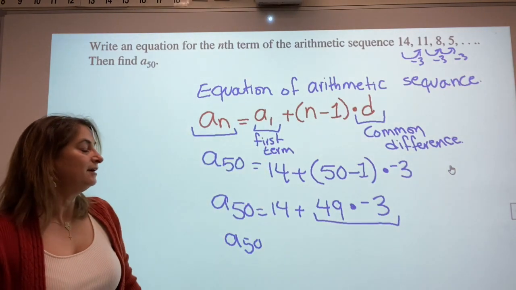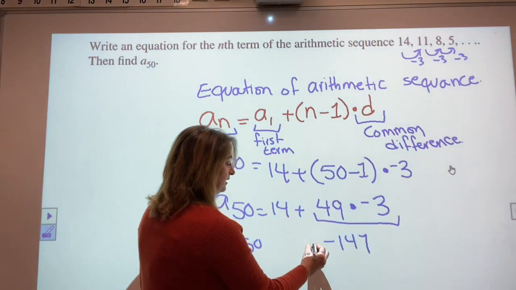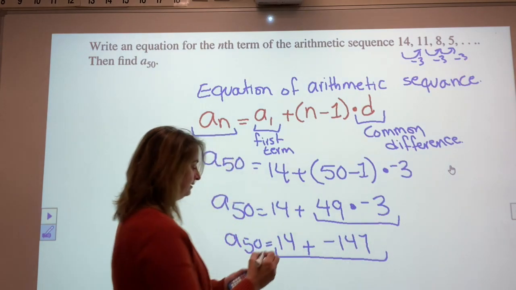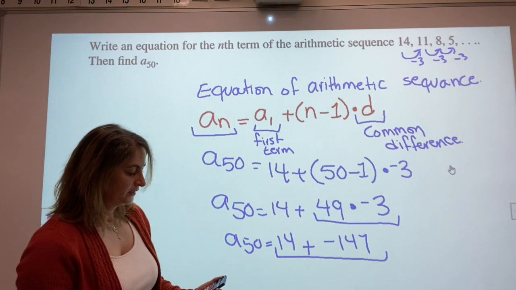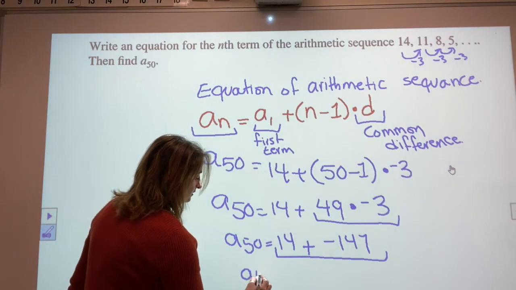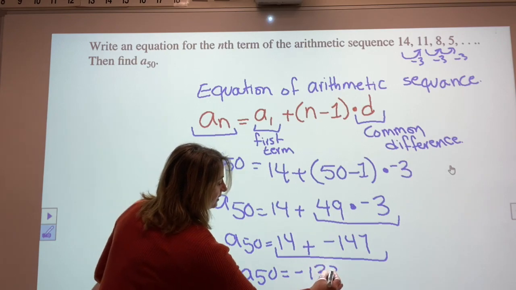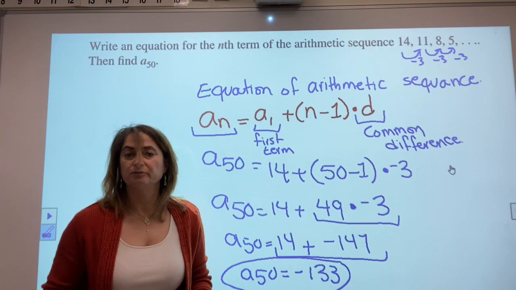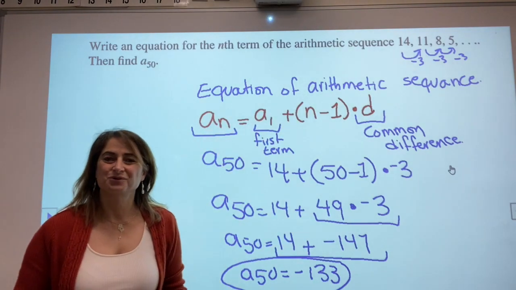So 49 times -3 gives you -147, and then add the 14 to it. That gives me the 50th term. So a_50 would be -133 following that pattern. And you can find any term in a sequence following that arithmetic sequence equation.